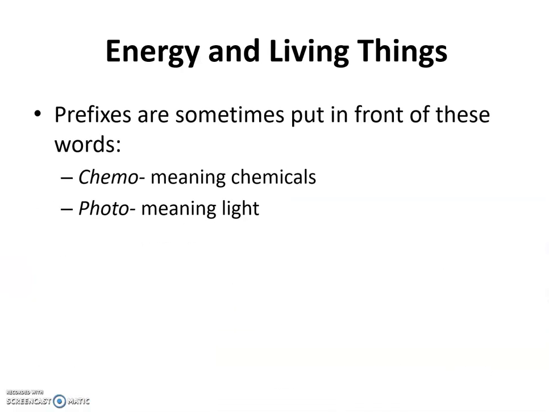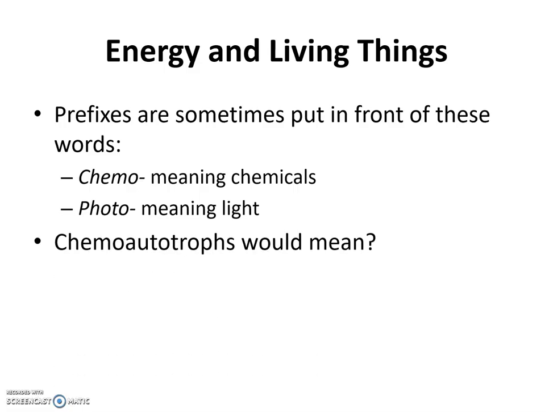So sometimes we will also put a prefix in front of these words. So for example, chem or chemo means chemical. Photo, as we discussed, means light. So if I asked you, okay, what does a chemoautotroph mean? That means that they make their own food, that's autotroph, from chemicals.